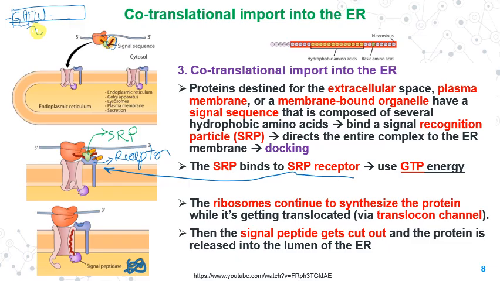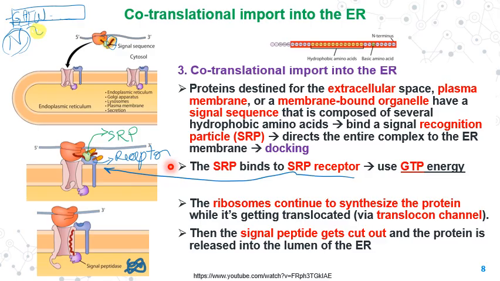So the zip code is a stretch of amino acids. Okay, it's a small stretch of amino acids at the N-terminus of your protein, because it's the first one that is being made after you get to the ribosomes. Okay, so it's a structure of amino acids. That's all that it is, and the protein that recognizes it is just meant for it.